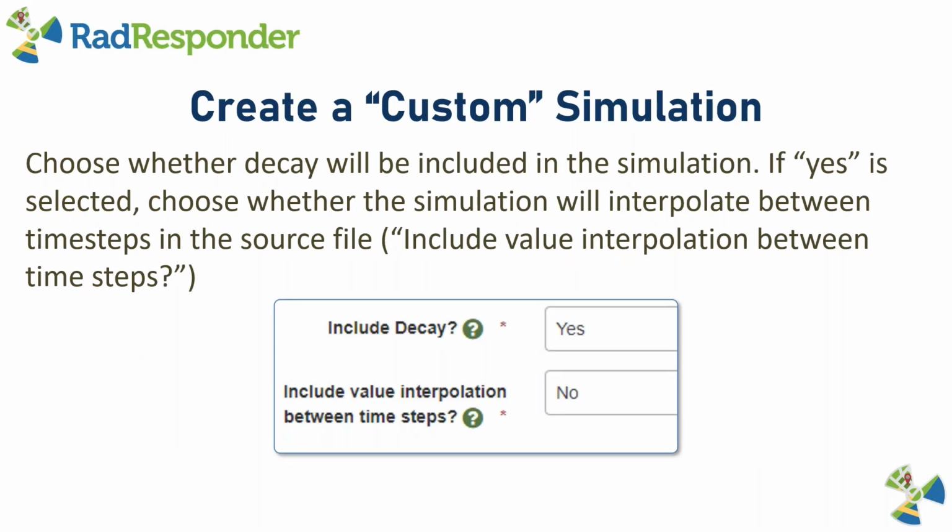We'll then be able to choose whether decay will be supported in the simulation. If yes is the answer to that, you want to support decay, you'll then choose whether the simulation will interpolate between time steps in the source file. And that's what that include value interpolation between time steps refers to. So I'll elaborate on this a bit, what we mean by interpolation between time steps.